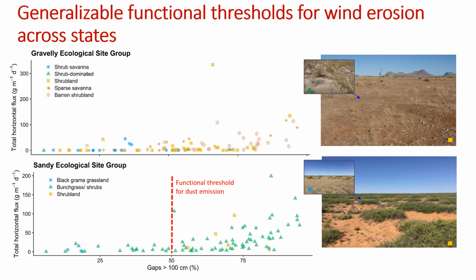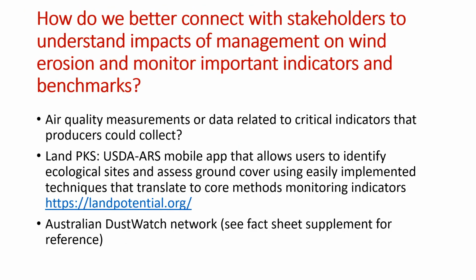The ultimate goal is to develop indicators and benchmarks that are appropriate for generalizing important ecological and aeolian interactions across a range of ecological sites and states. There are still many opportunities to better connect with stakeholders to understand impacts of management on wind erosion and monitor important indicators and benchmarks. Producer-collected measurements and easy-to-use mobile applications provide examples.